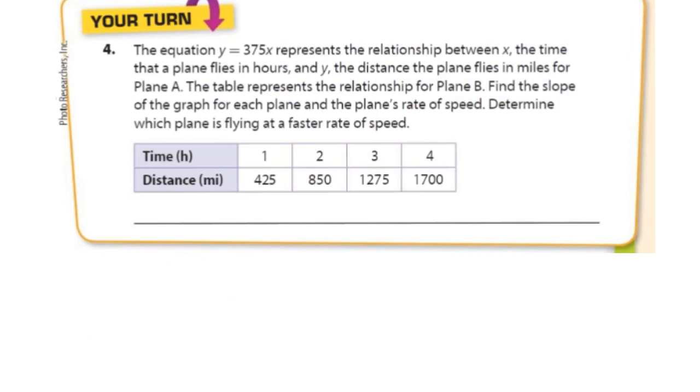And the problems I love the most are the your turn problems. So read about the relationship, about the plane flying. You've got plane A, which is an equation. You've got plane B, which is a table. So you've got to find the slope and the rate of speed for plane B and determine who's flying at a faster rate. So take a couple minutes and come on back.